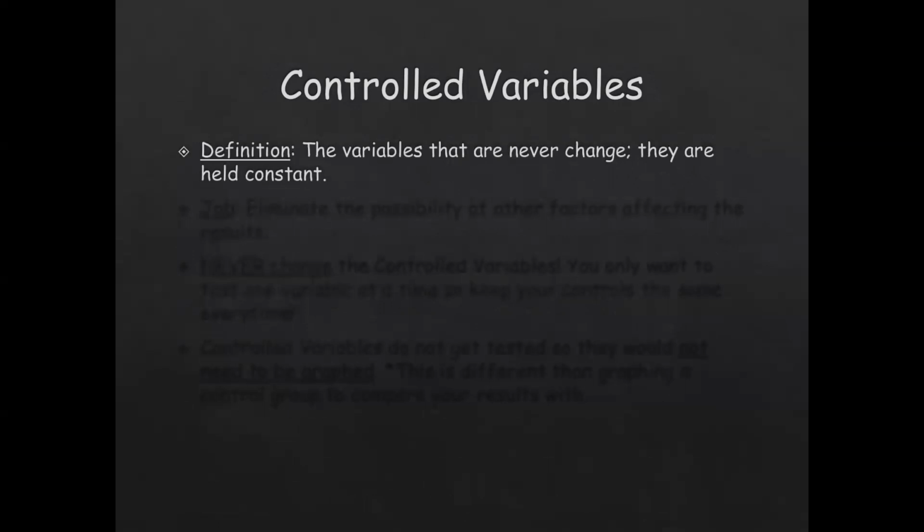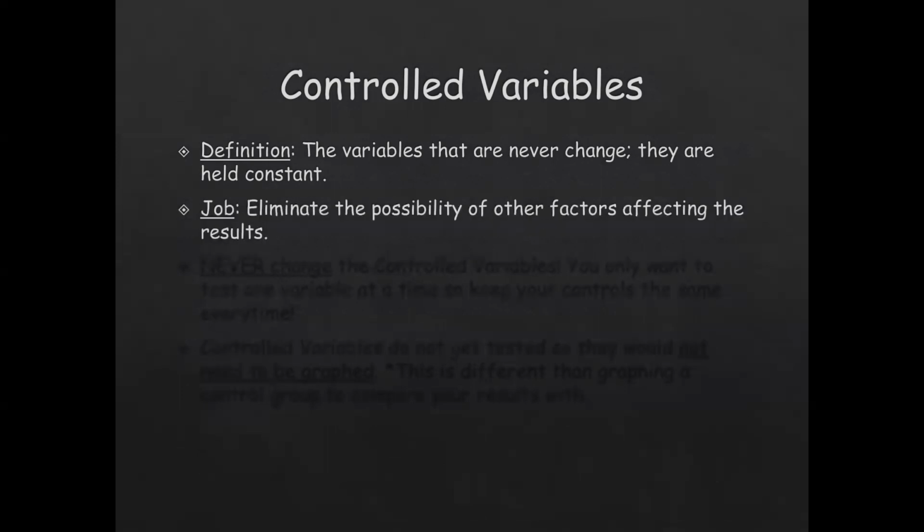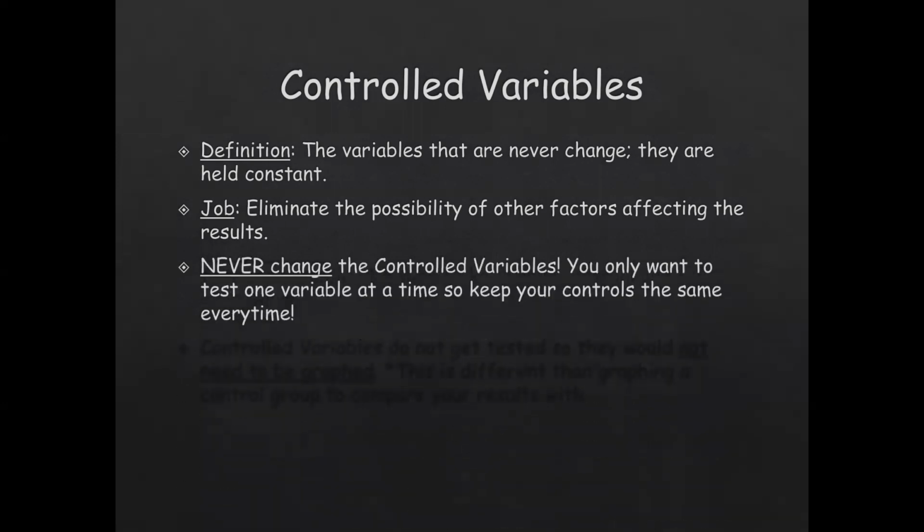Controlled variables, we're going to say these are variables that never change, meaning they are held constant. If you were doing an experiment where you were studying the effects of fertilizer on a plant, you're going to have to use the same type of plant. You're going to have to use the same soil, the same water, the same light, the same temperature, because the only one thing you want to experiment on would be the amount of fertilizer. So the job of this control variable is to eliminate the possibility of other factors affecting the results. We never change the controlled variables, and you only want to test one variable at a time, so you keep your controls the same all the time.